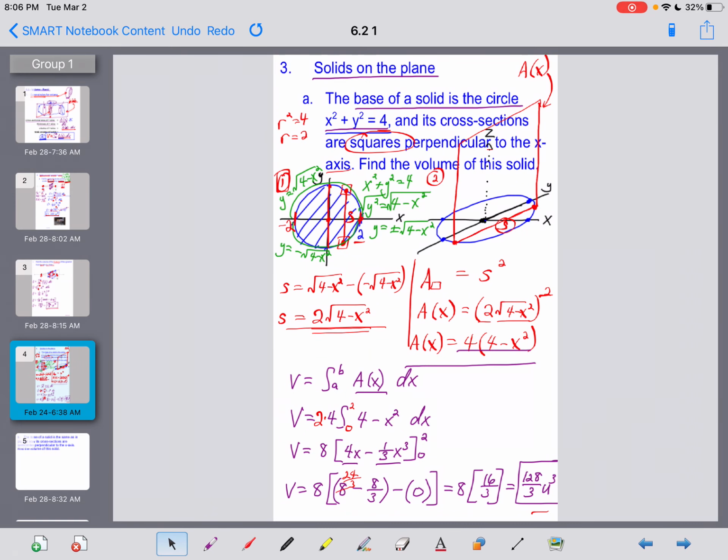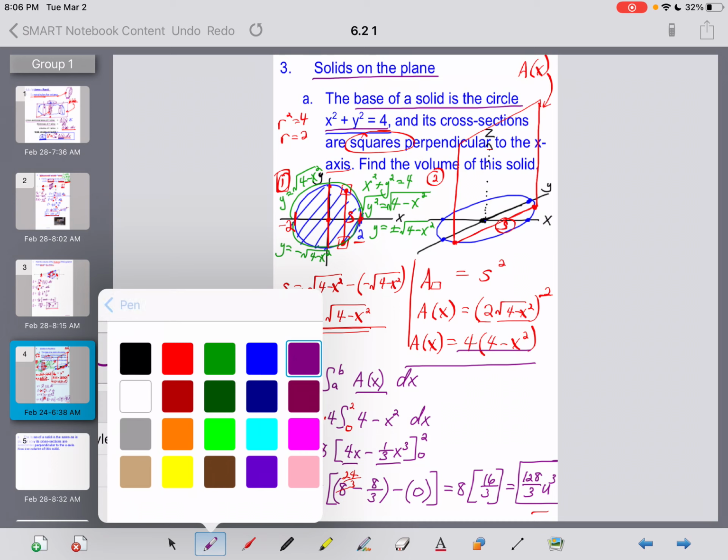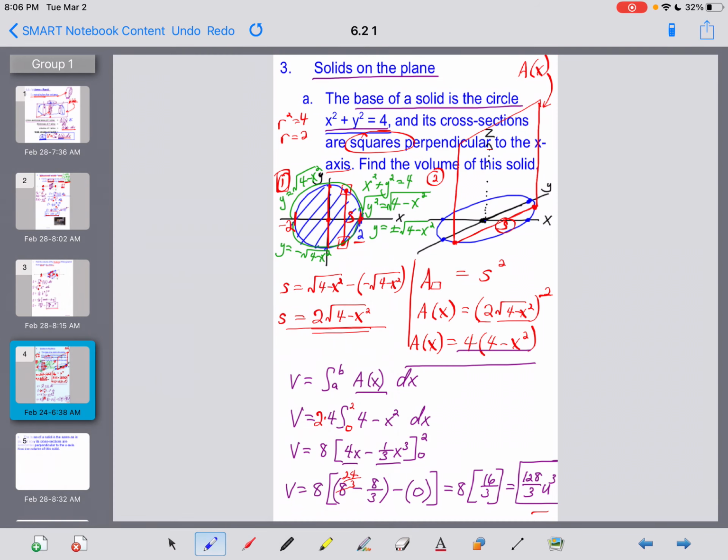So that is a pretty significant amount of work for problem 3a, but this is a way we can apply the same concept that we were talking about a while ago. This formula right here for the volume of any three-dimensional solid, we can apply it to a setting where we're building a solid coming off the plane.